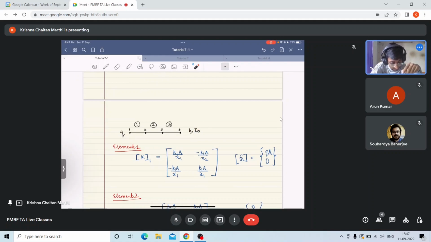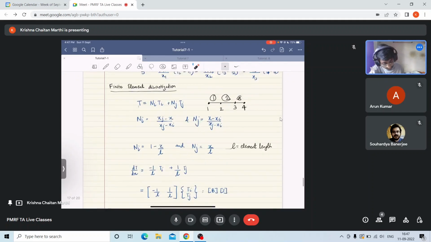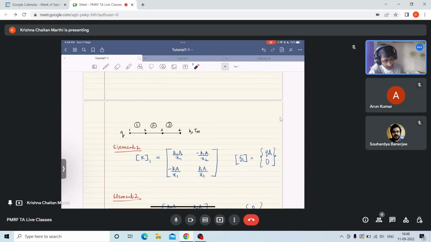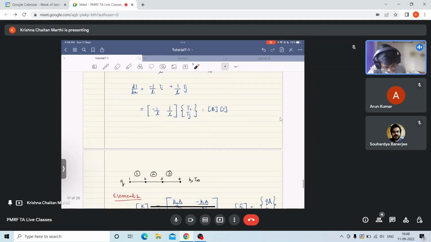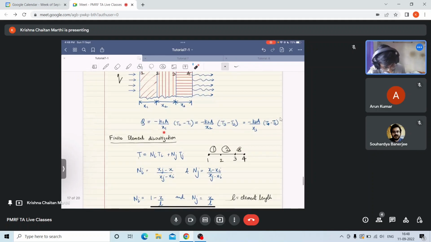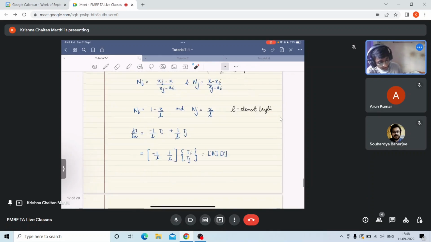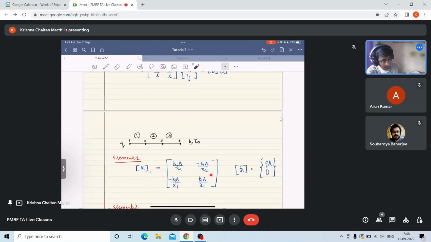So for element 1, my K matrix will be K1 A by X1, and my F matrix will be Q times A. Okay. Why K1 A by X1? I am writing this Q heat flux, so it will be K1 A by X1. Okay. So sorry, I am writing the total heat, so it will be K1 A by X1, minus K1 A by X1, and this one will be minus K1 A by X1, K1 A by X1.